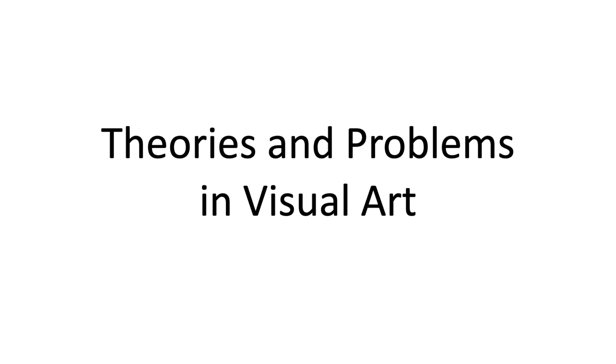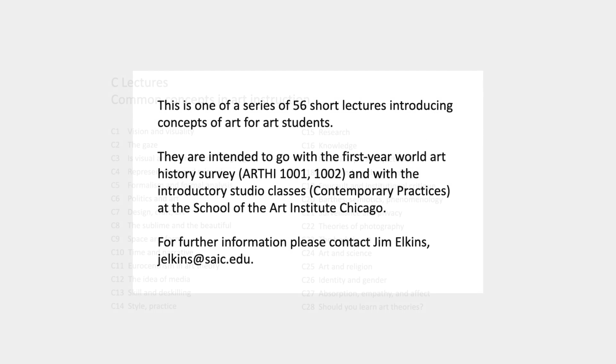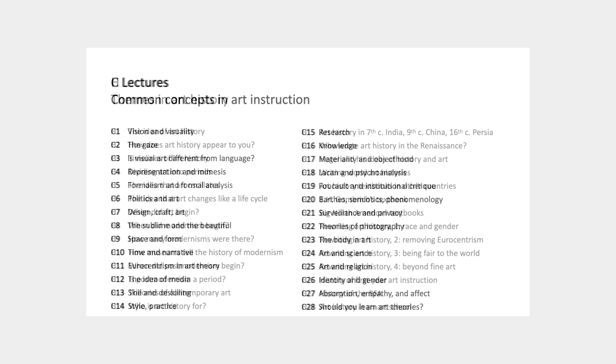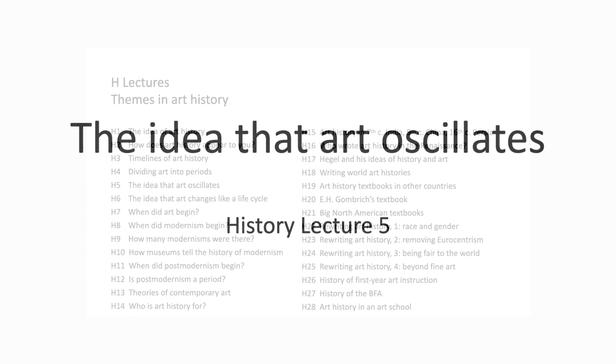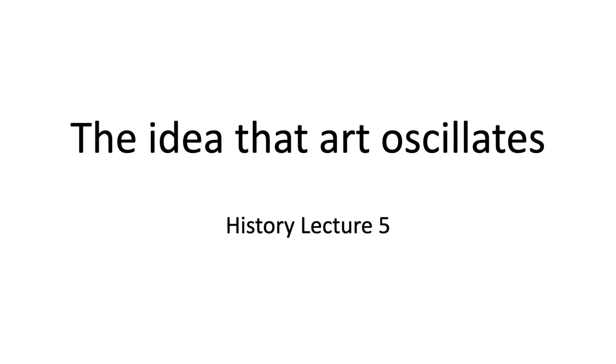Welcome to Theories and Problems in Visual Art. This is lecture 5 in the history series on the idea that art oscillates. This is actually the second of 3 lectures on ways of dividing up history. Last time I was talking about periods and periodization of art.